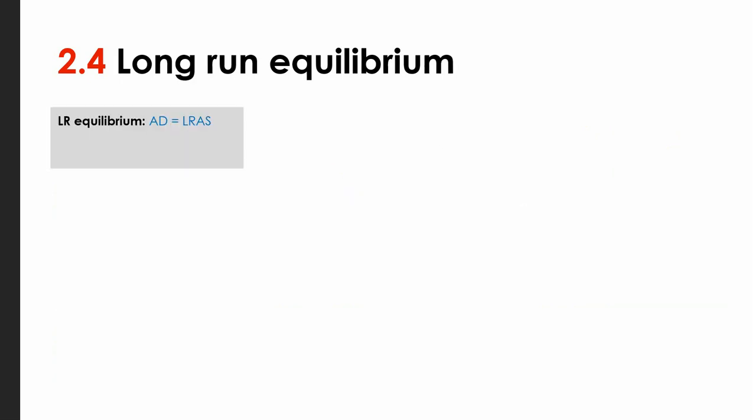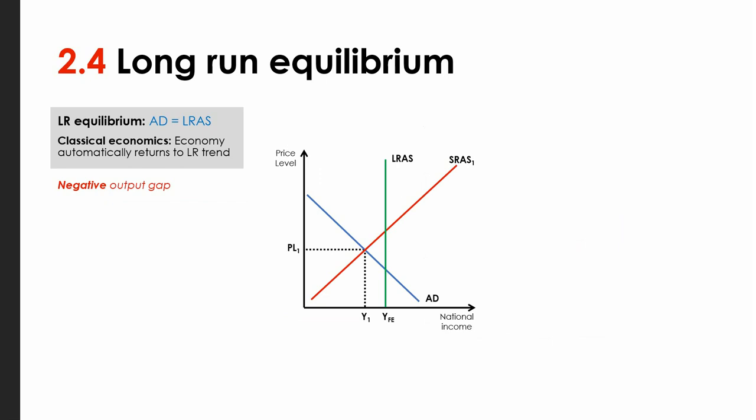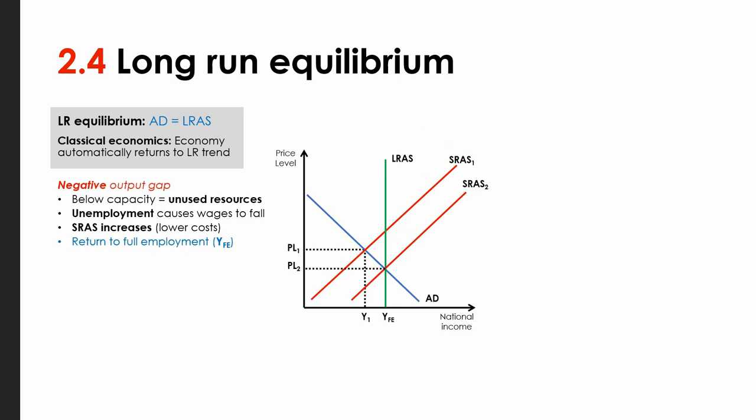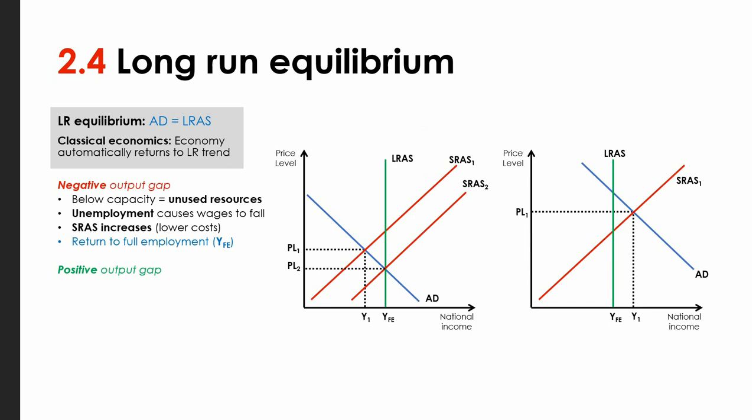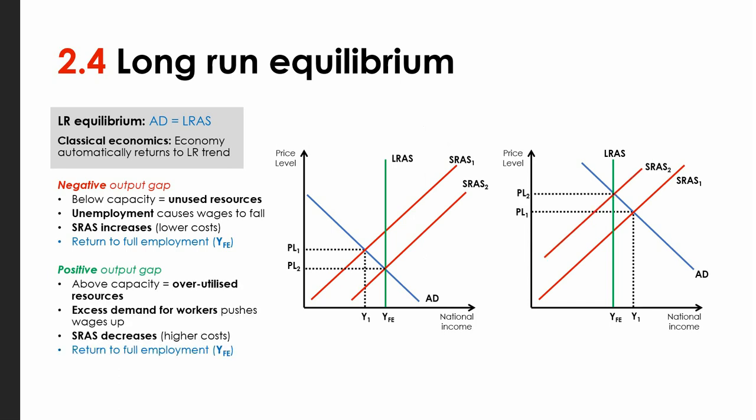We do need to understand our long-run equilibrium, and particularly how we reach that long-run equilibrium. Classical economists argue that the economy automatically returns to that long-run trend. So if there's a negative output gap and our short-run equilibrium is below our long-run aggregate supply curve, that means we have unutilized resources. We've got unemployed workers and capital. Excess supply of workers and capital is going to push down the cost of those things. We're going to get a reduction in wages. Reduced costs mean more short-run aggregate supply, which is going to bring us back to our full employment level in the long run. If we had conversely a positive output gap, there's excess demand for labour, pushing up wages, decreasing short-run aggregate supply, bringing us back to full employment.